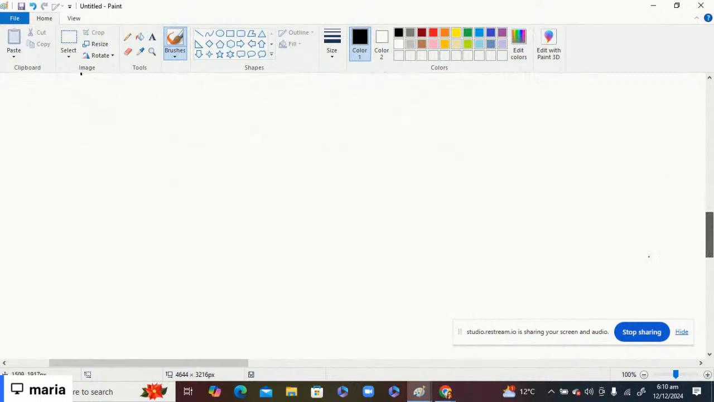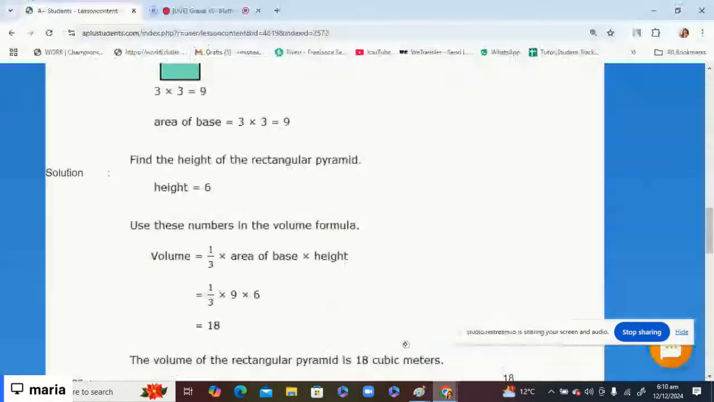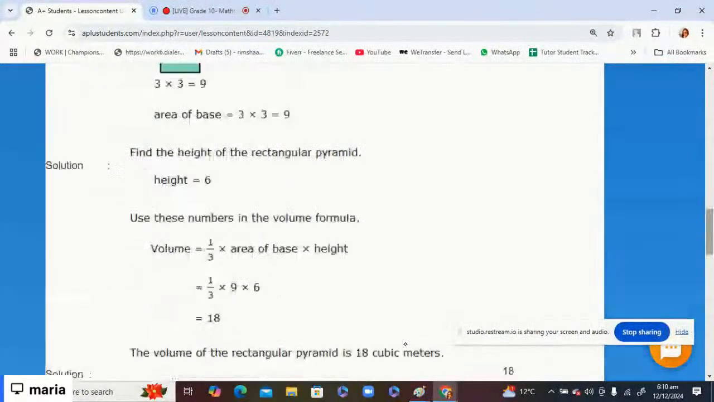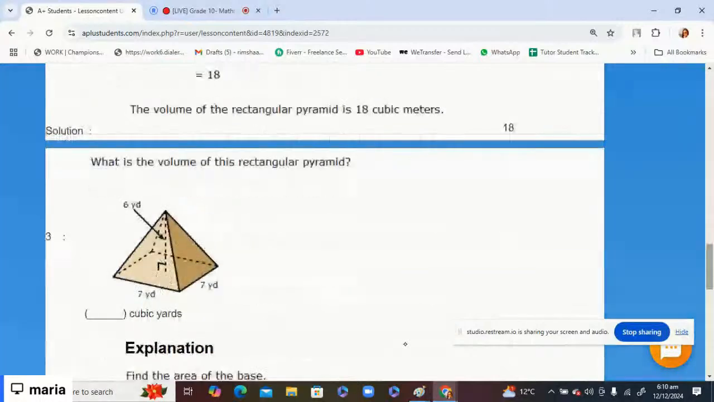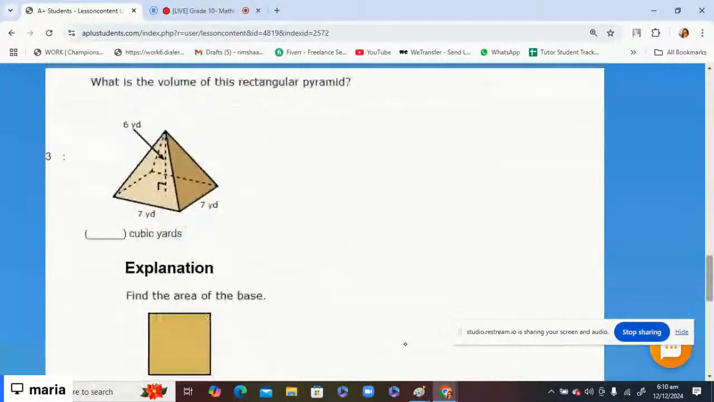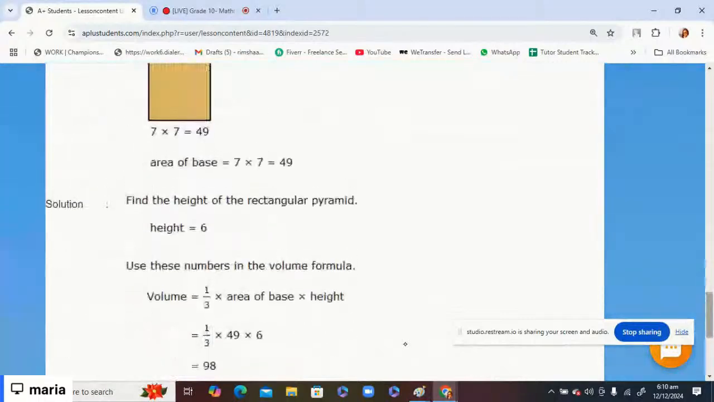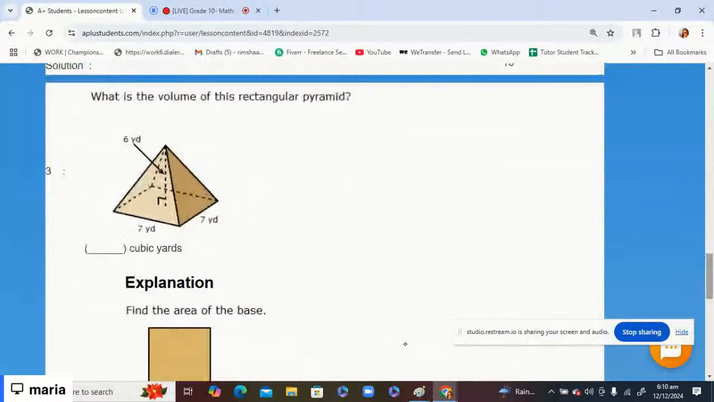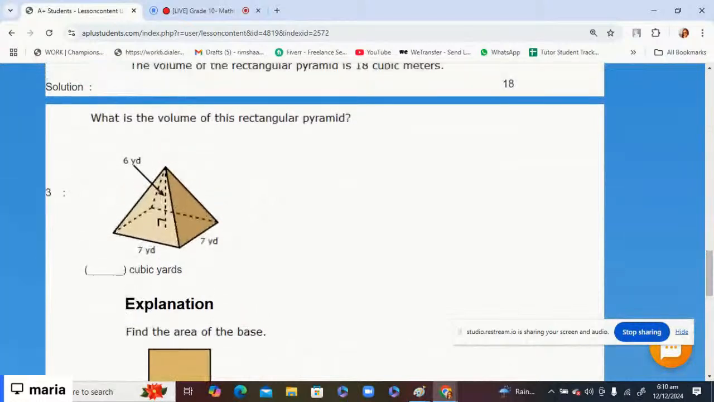So now here, let's do the next. If this is your question, what is the area of the base? Area of the base is 3 and 3. This is 3 times 3 is 9. Height is given, that is 6. You put 9 times 6 and divide over the 3. Now the rectangular pyramid. What is the formula for the rectangular pyramid? This is the same formula. Area of the base is given. This is 7 yard, and height is given, that is 6.